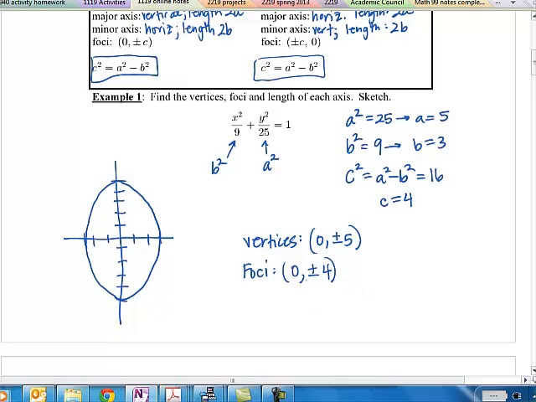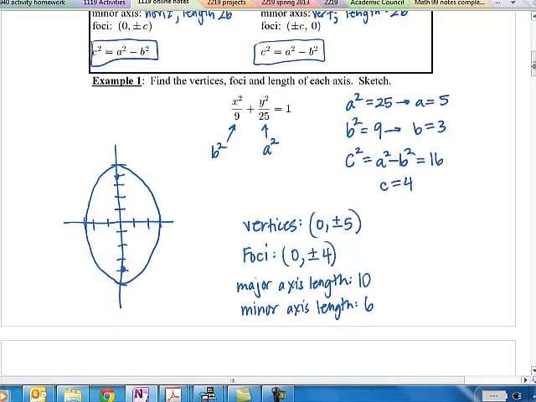It also asked us for the length of each axis. So the major axis length is always 2a. In this case, that is 10. And the minor axis length is always 2b. In this case, that's 6. So vertices, foci, we might as well put on the graph too. There we go. And then on to the next one.